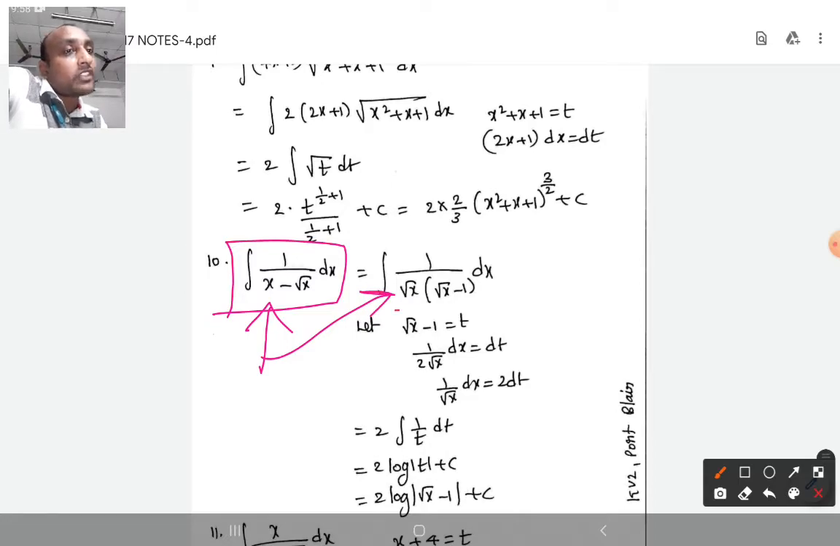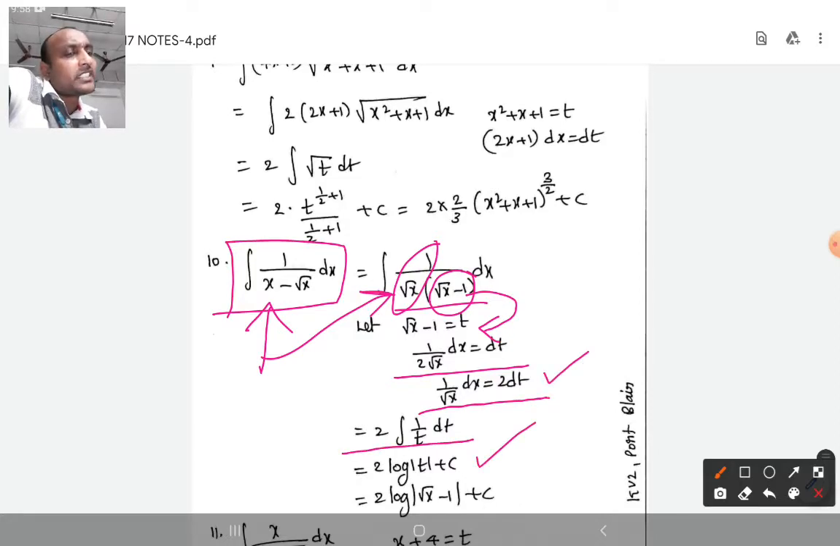So root x, when I take common, inside we have root x minus 1. The derivative of root x minus 1 is 1 by 2 root x. So that 1 by root x is there here. So we are successful. Take root x minus 1 as t. 1 by 2 root x into dx is equal to dt. So 1 by root x into dx will be 2 dt. So it is 2 integration 1 by t dt. The integration of 1 by t is log mod t. Substitute t as root x minus 1.